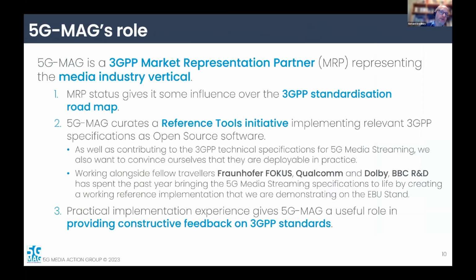So just to explain a little bit of 5G-MAG's role, it has this role of a market representation partner in 3GPP, representing the media industry vertical to the mobile industry. And it has some influence over the 3GPP roadmap. It can put contributions in at the start of each release, at the scoping stage. But in addition, there's this reference tools initiative that 5G-MAG is curating to try and implement the specs. And what that means is that we can actually take the specs and work out what works and what doesn't work and provide feedback to 3GPP.